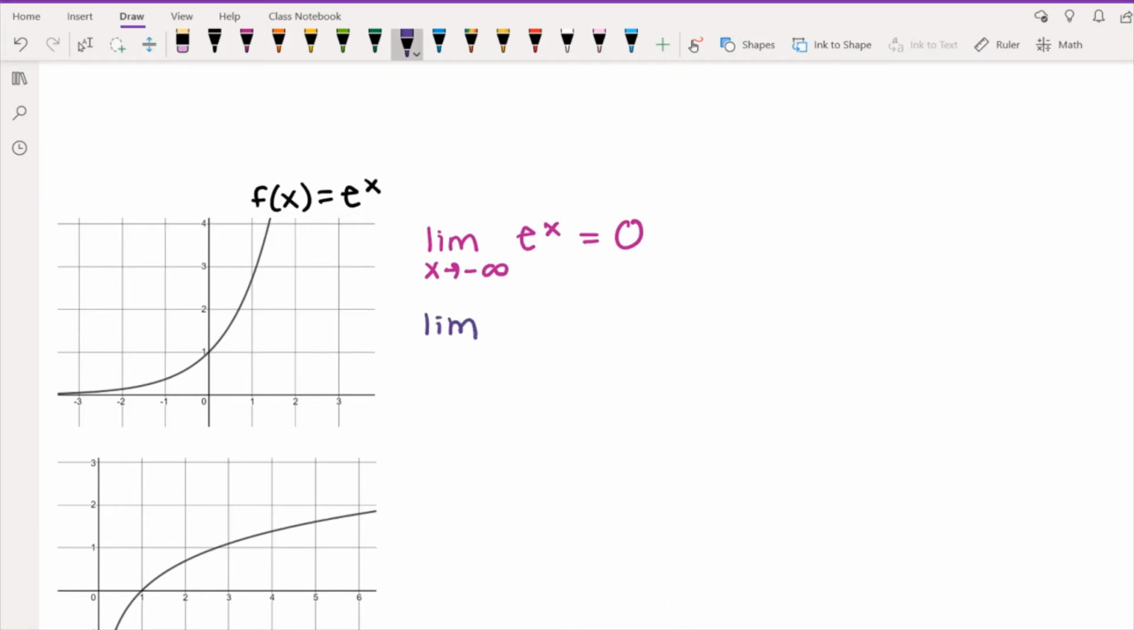On the other hand, if you look at the limit as x approaches positive infinity of e to the x, well, now the graph is going up and up and up, right? So the limit as x approaches infinity of e to the x is infinity.